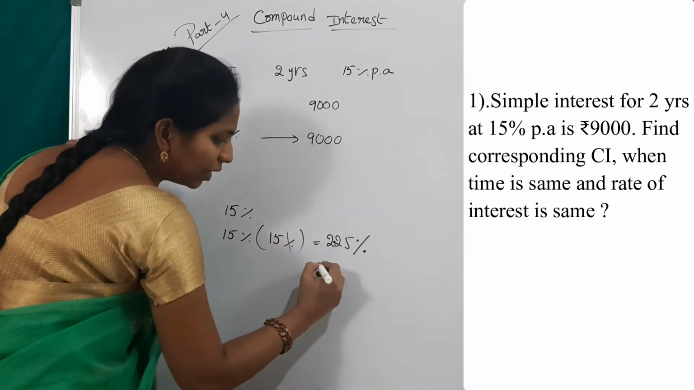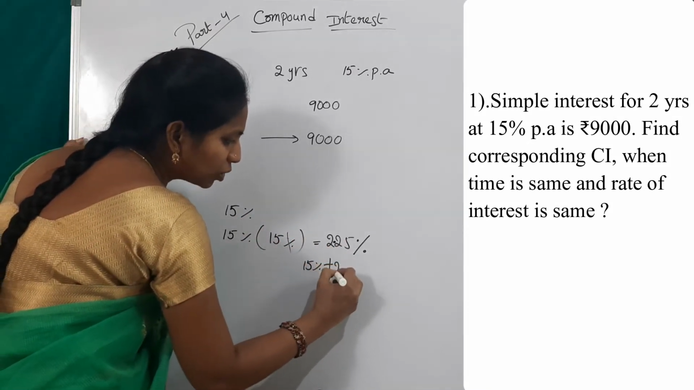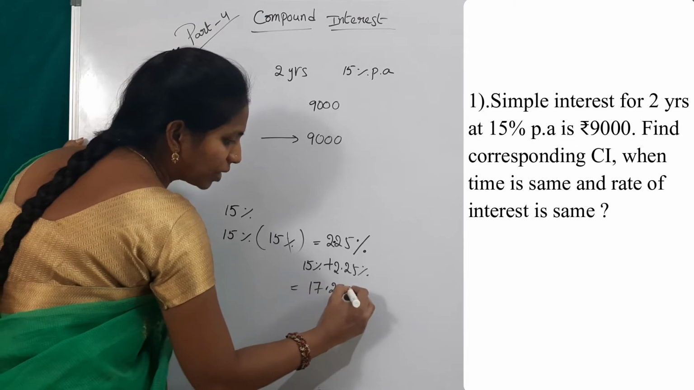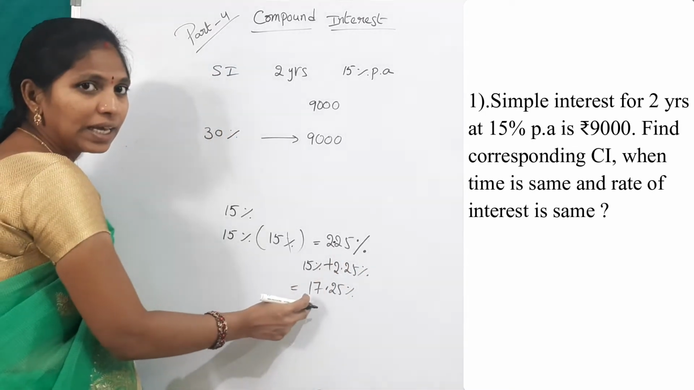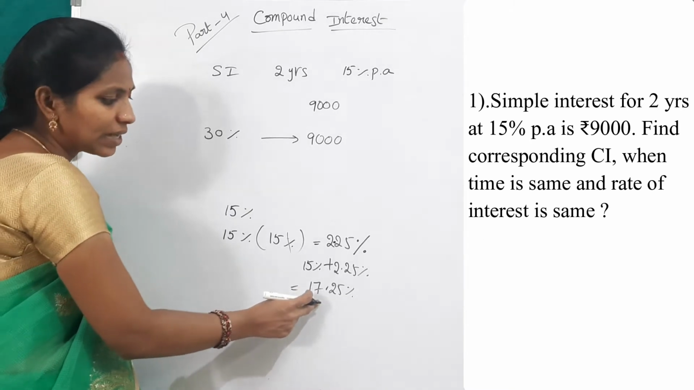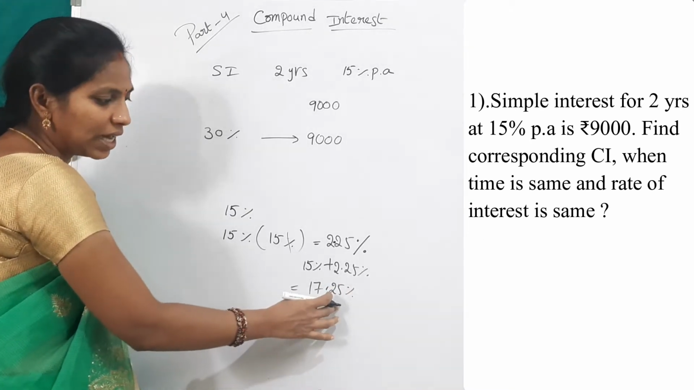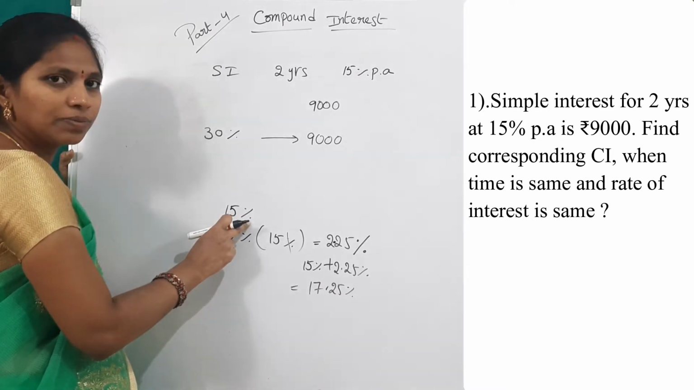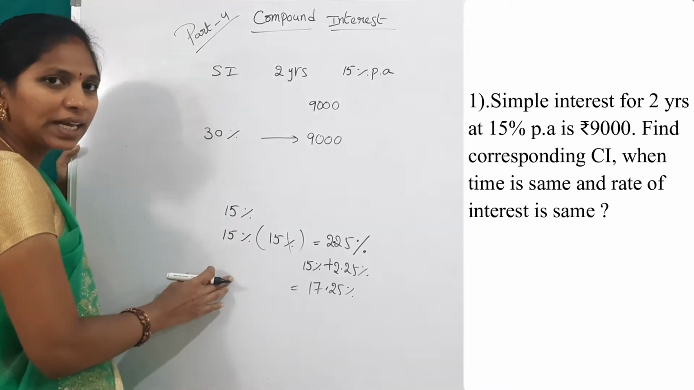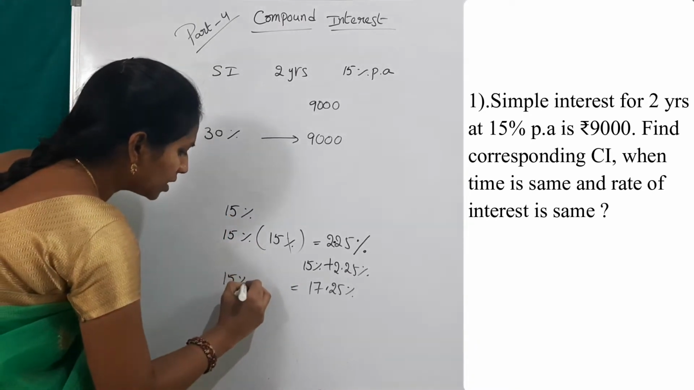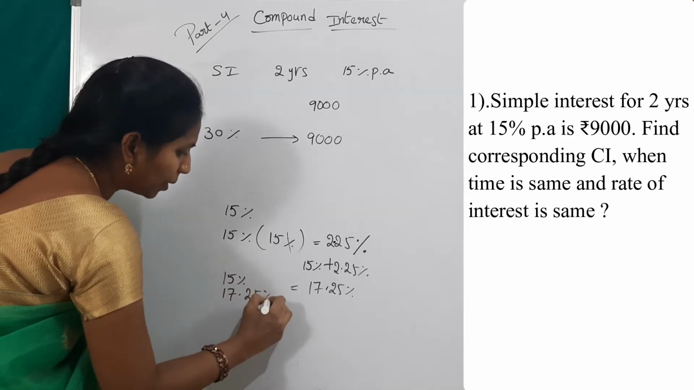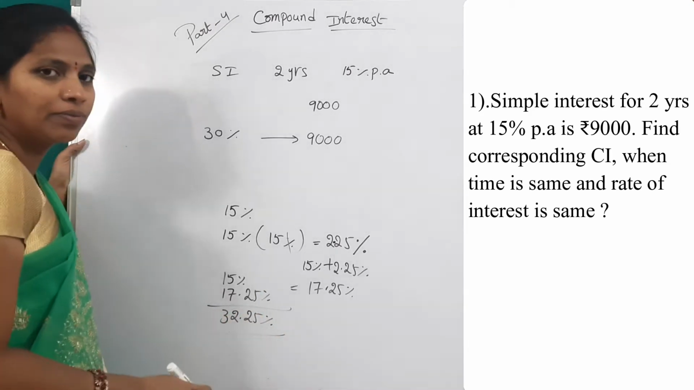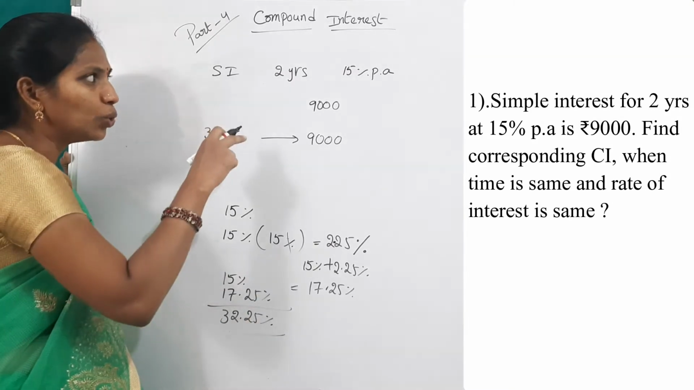So total, see here 15% plus 2.25% equals 17.25%. This is for second year rate of interest. 17.25% is second year rate of interest. What is the first year rate of interest? 15%. Add these two to calculate a compound interest. 15% plus 17.25%. How much? 32.25%. This is a rate of interest for 2 years.